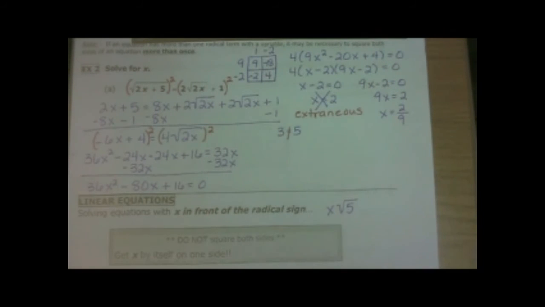All right? Now we've got to go back and check 2/9. So you can see these problems get kind of long. All right? 2/9. 2 times 2/9 is 4/9.